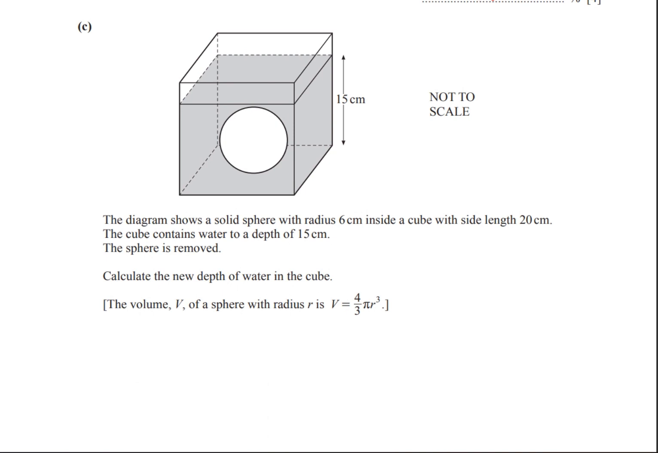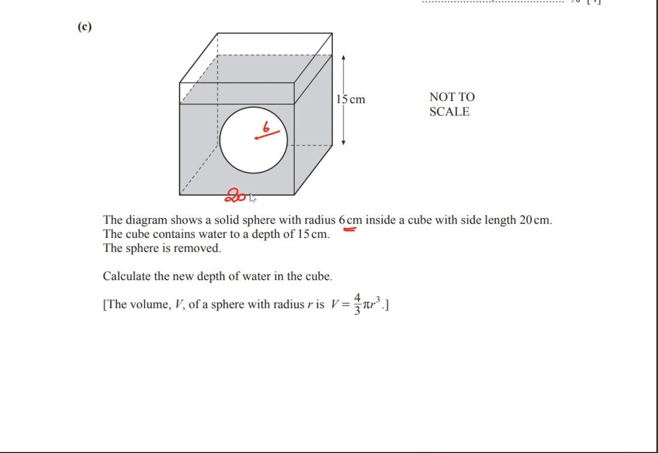Okay, now he is telling me a new question. This question is very important. The diagram shows a solid sphere with radius 6 centimeter inside a cube with side 20 centimeter. That means that the radius here is what? 6 centimeter, and this cube is 20 centimeter.